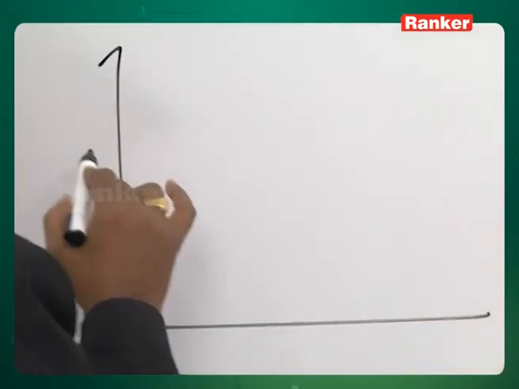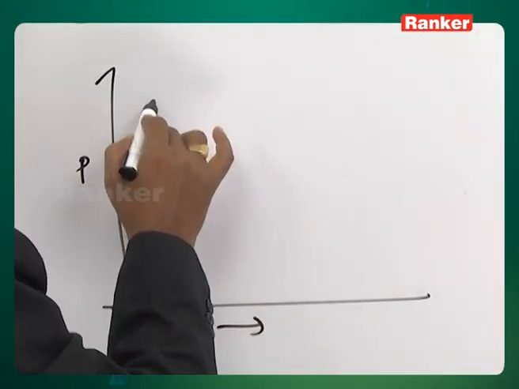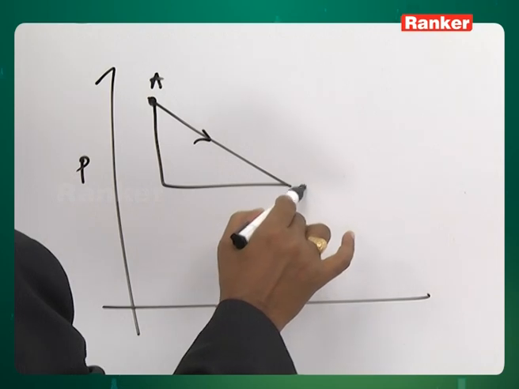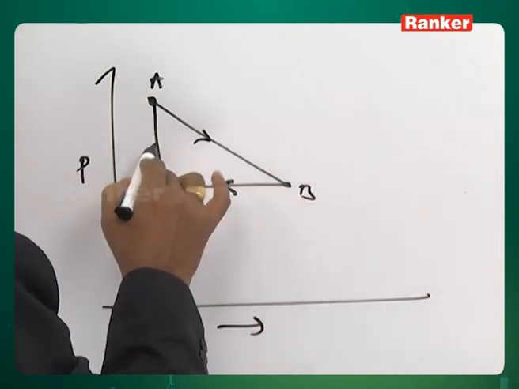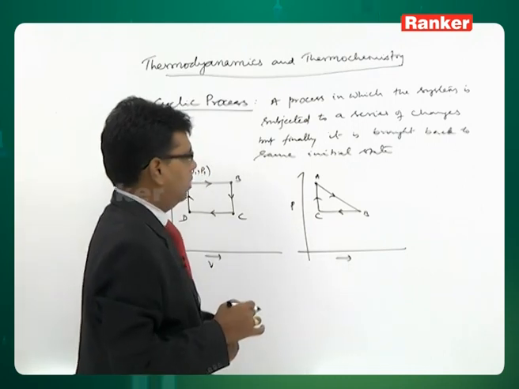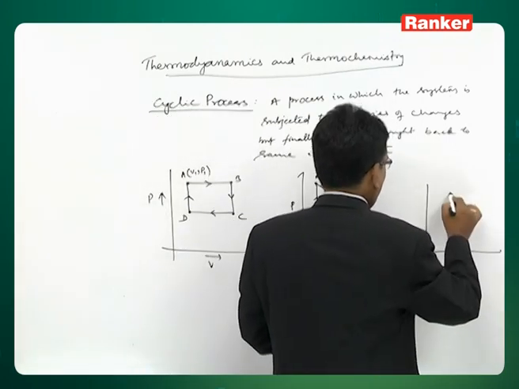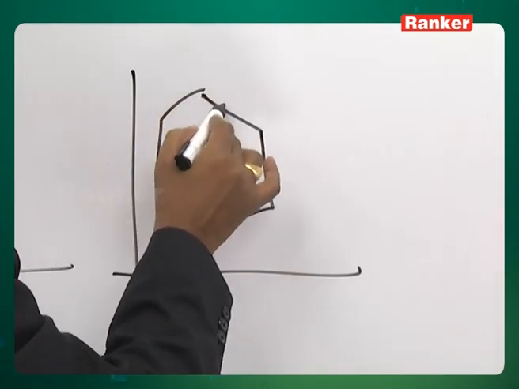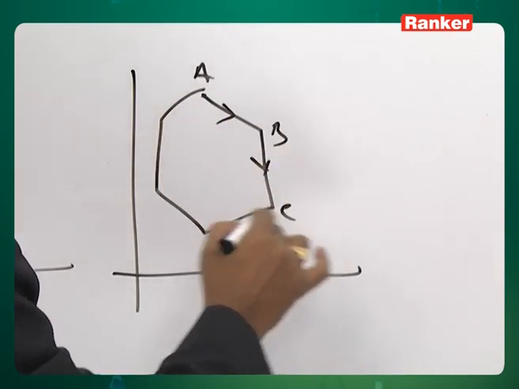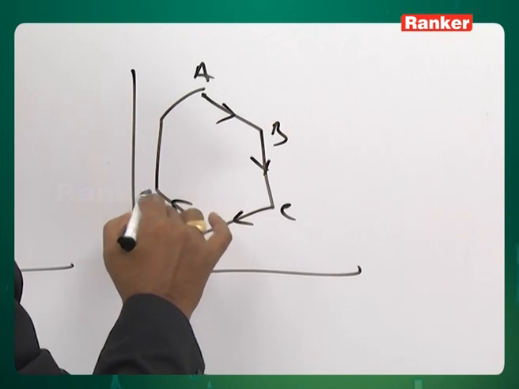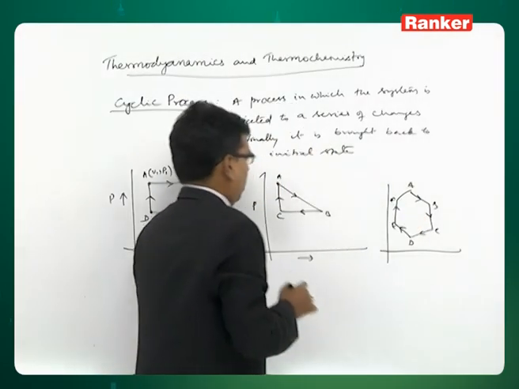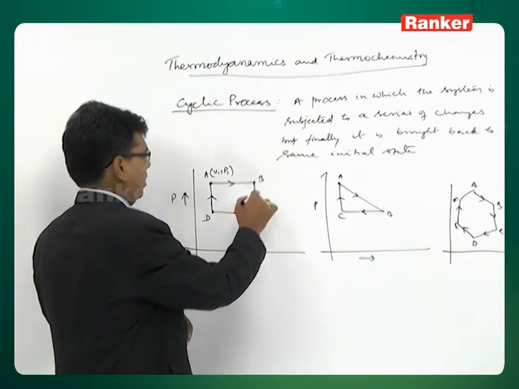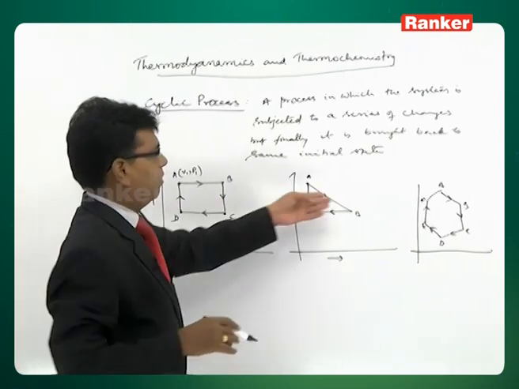And the cyclic process is not only like this, it can even be a 3-step process, A to B, B to C and C to A. Or it can be like this, with so many changes, A, B, C, D, E, F. In all the processes it is the same: from the same initial state, from one single state, it is finally reaching the same initial state after different paths.